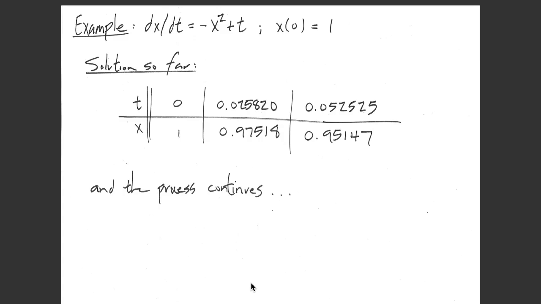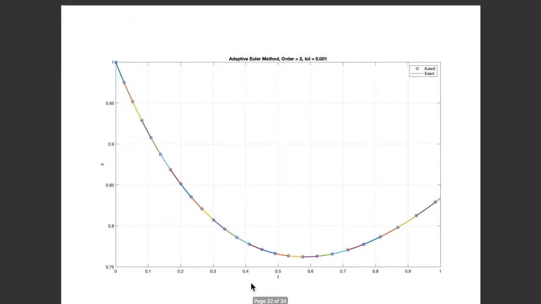As usual, I've gone ahead and coded this up in MATLAB, and here is the solution for time t going from 0 to 1 for this problem using our order 2 method with tolerance of 0.001. And so you see, at this level of resolution, the two solutions, the exact solution and the Euler solution, are indistinguishable. They're very close.